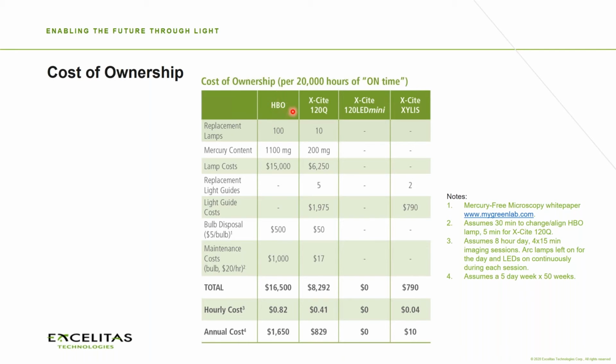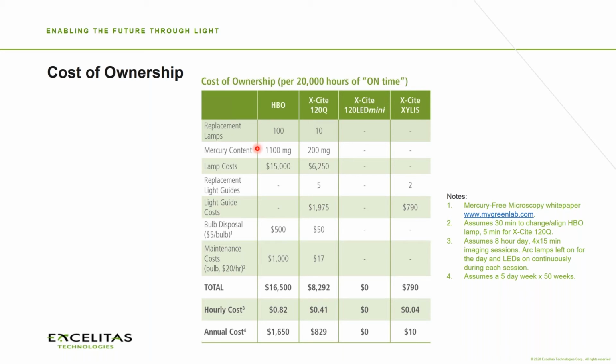So cost of ownership. If you look at an HBO, which is your typical old-fashioned black box that has the filament bulbs, and an X-Cite 120Q, which is also a lamp-based system, and you look at an LED system, this is one of our older LED systems, broadband, and then this is one of our newer LED systems that has a lot more power, which I will talk about in a little bit.